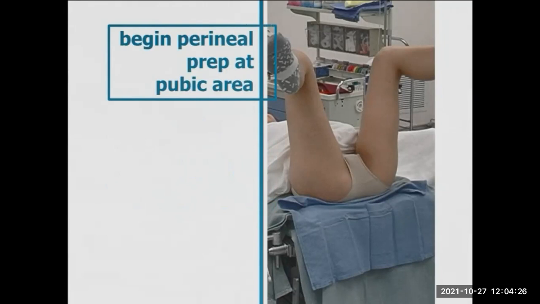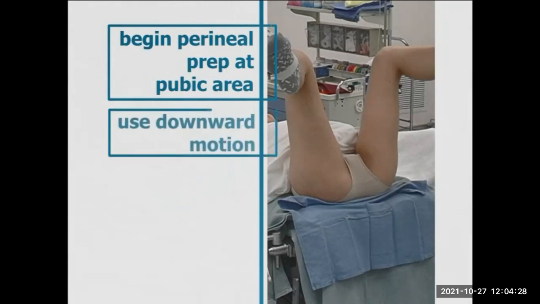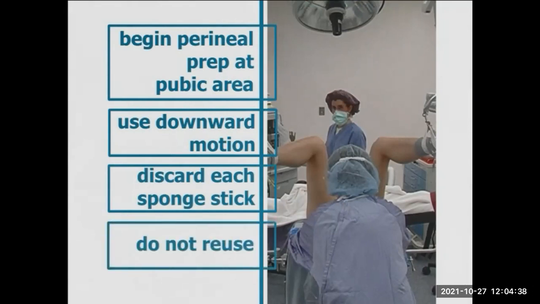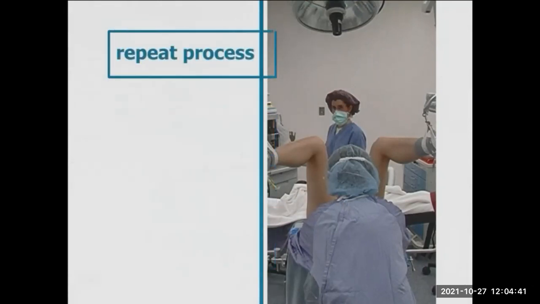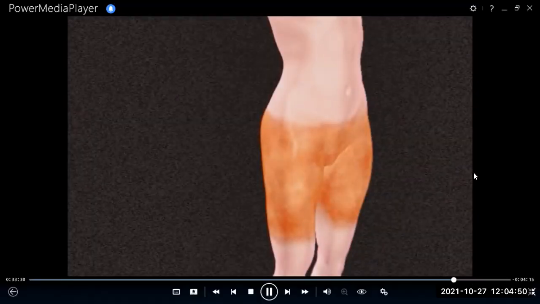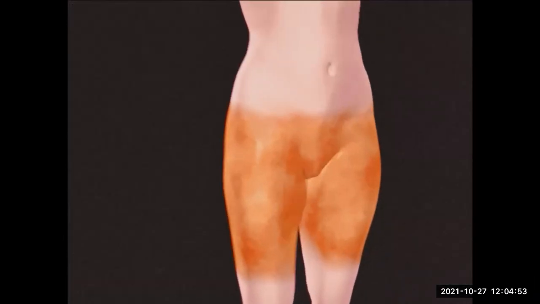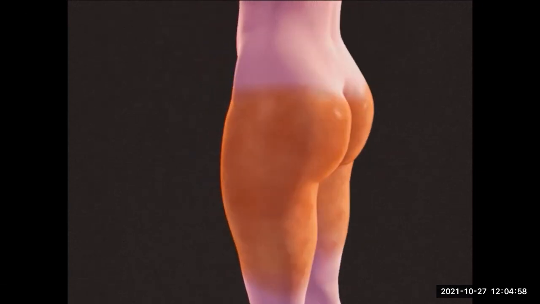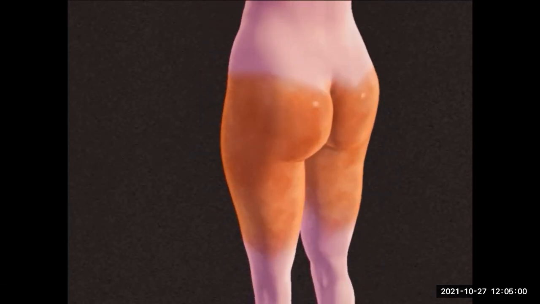Begin the perineal prep at the pubic area. Use a downward motion toward and over the genitalia and perineum. Discard each sponge stick after going over the anus. Do not reuse. Repeat the process. When prep is complete, remove towels aseptically as well as the chucks on the floor. The general boundaries for vaginal and perineal procedures are the upper thighs, pubis, vulva, labia, perineum, and anus.